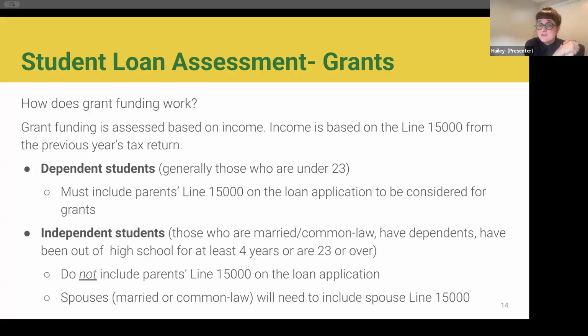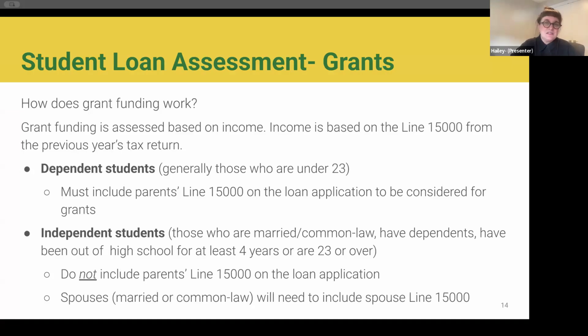If you're an independent student, so anybody who is 23 or over, been out of high school for four or more years, maybe you took a two-year break after high school to work or whatever, upgrading, if you have dependents, or if you're married or common-law for one year, then you're considered an independent student. And your grant funding is based just on your income, just on your line 15000, or you and your spouse if you have a spouse.